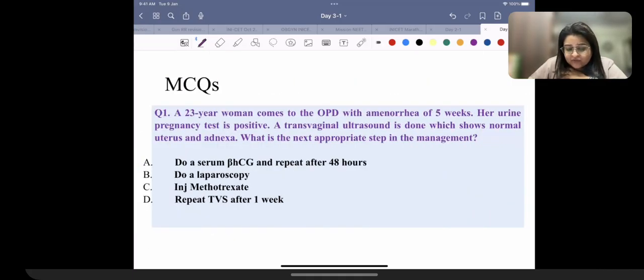A 23-year-old woman comes to the OPD with amenorrhea of 5 weeks. Her UPT is positive. A TVS is done which shows a normal uterus and adnexa.